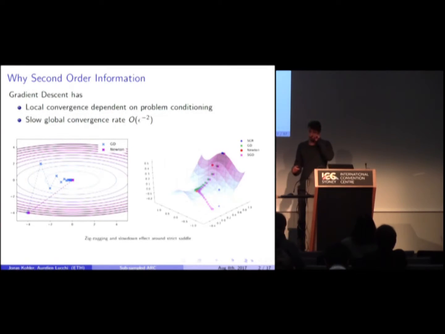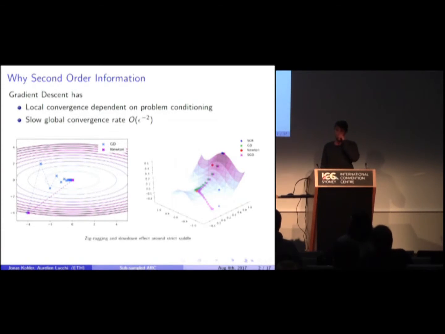Right into it. So why do we even want to use second order information? We think that gradient descent has two common drawbacks. The first one, you probably all know, the zigzagging effect, which basically comes from a local convergence rate that's depending on the problem conditioning. And the second one is that the global convergence rate of gradient descent is pretty slow.